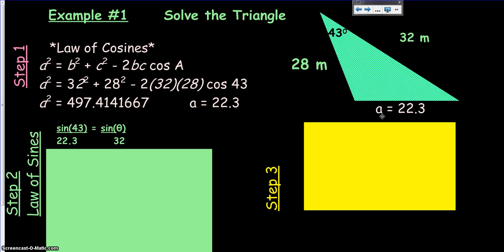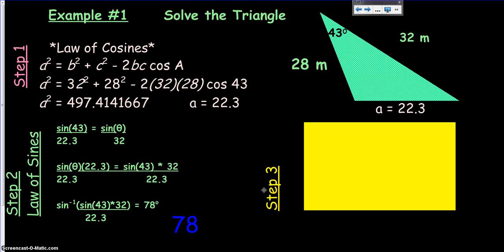You can choose 28, it really doesn't matter. You're just finding one of the other angles. Because we've done law of sines already, I'm just going to give you a second to look at the work. So we found out that the angle opposite of 32 is 78 degrees. This makes sense because all of the sides are fairly close together, and 78 is not terribly far from there.